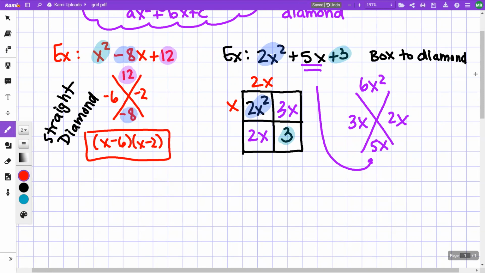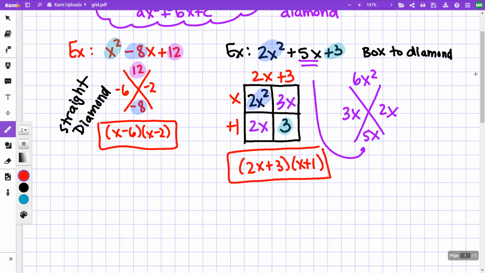x times what gets me a 3x? Well, x times 3. And then 2x times what gets me a 2x? And that's going to be a plus 1. So my factors are going to be 2x plus 3, x plus 1.